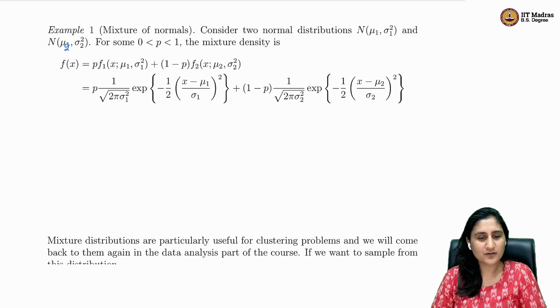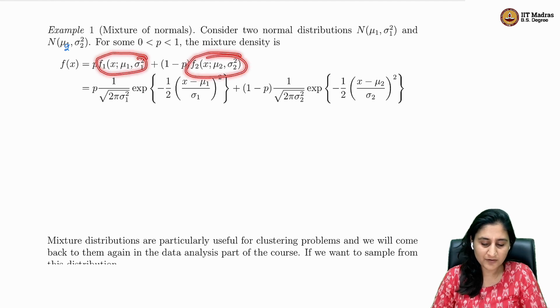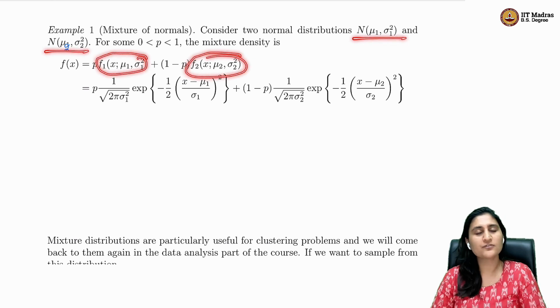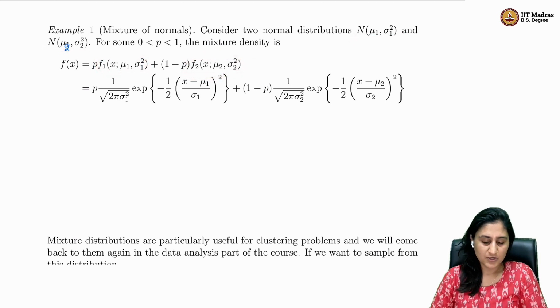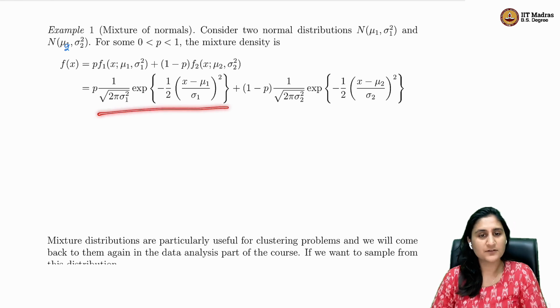Now what does this actually look like? Well, I can just plug in what f_1 and f_2 are. f_1 and f_2 are the corresponding densities of the individual Gaussians. So this is p times the density of the first Gaussian, and 1 minus p times the density of the second Gaussian. Okay?